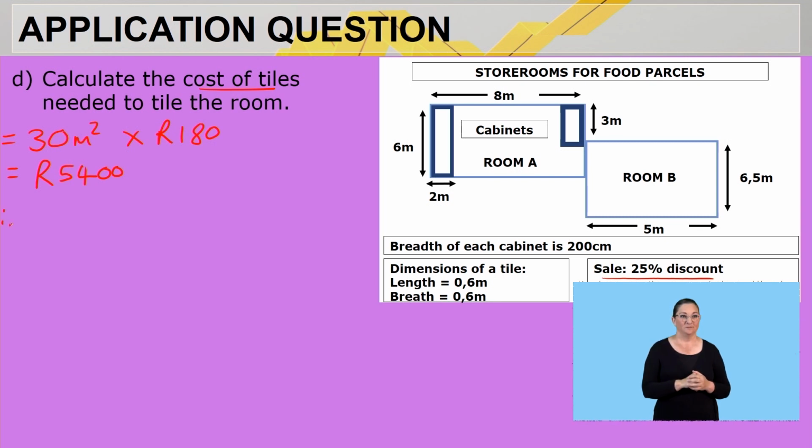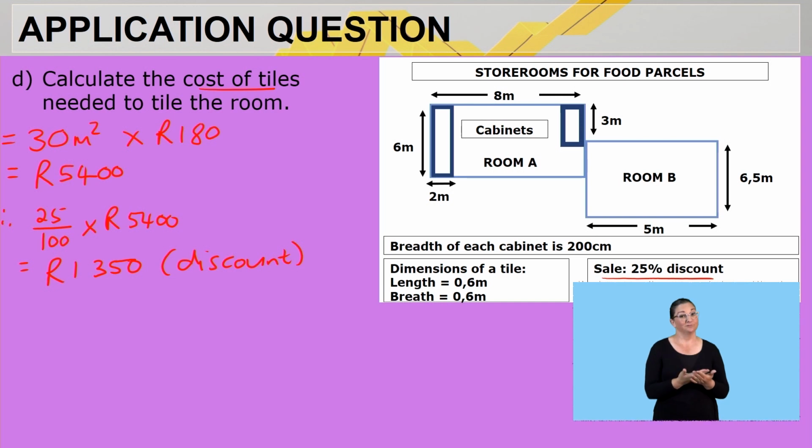But please note, remember there's a sale, so you'll get a 25% discount. So I will take 25% of 5,400. Now let's see what that will give us. So 25 divided by 100 multiplied by 5,400. That will give us an answer of 1,350 Rand. This is the discount.